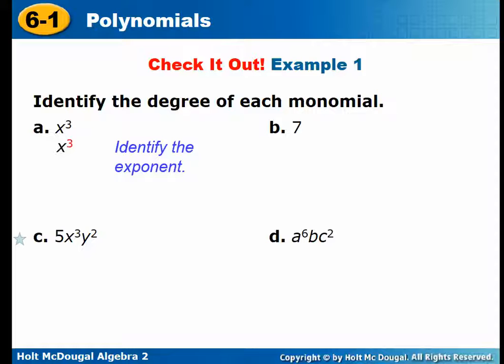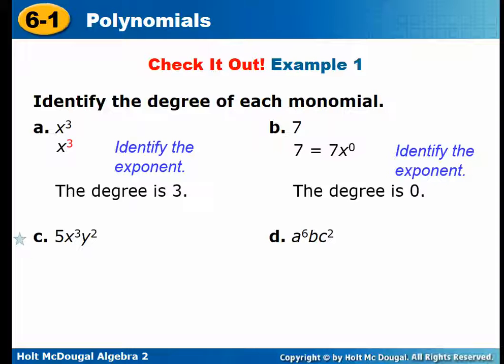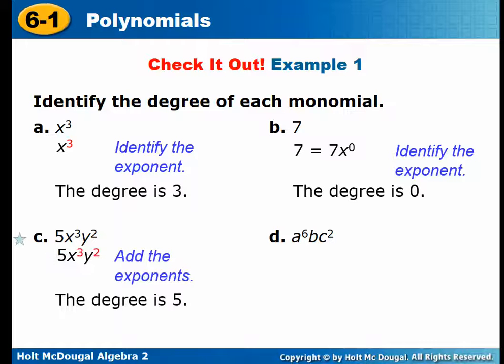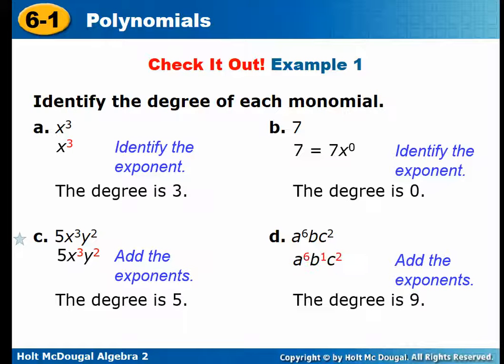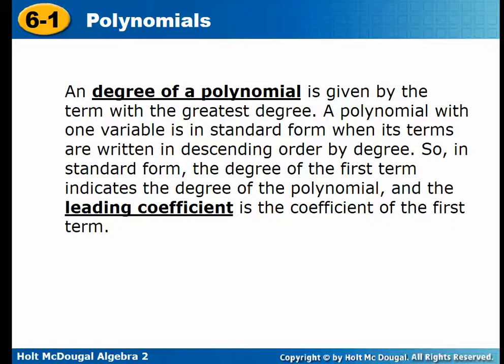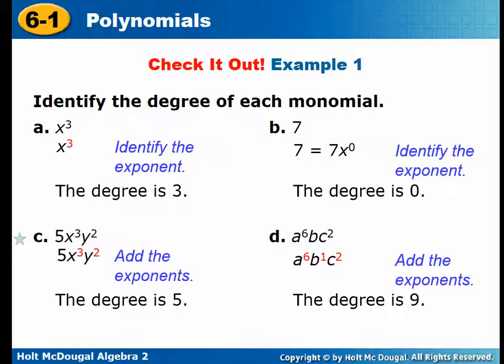All right, so you should have gotten that 3 is the degree in A. In B, the degree is 0. In C, the degree is 5. And in D, the degree would be not 8, but 9, because B has an exponent of 1. You're going to do some of those on the worksheet as well, but they're just a matter of counting the exponents up, so I think you can do those without any help from me.